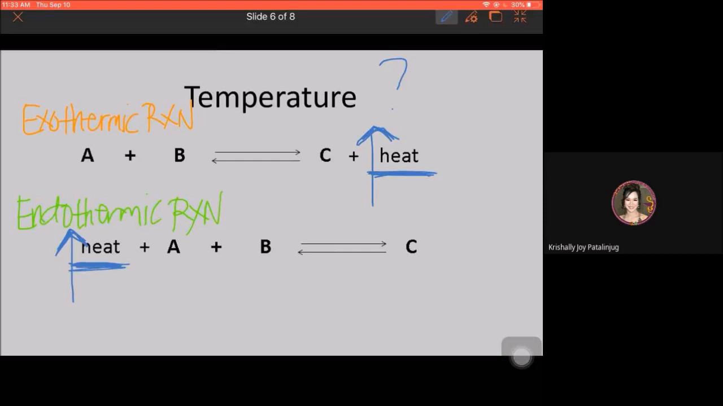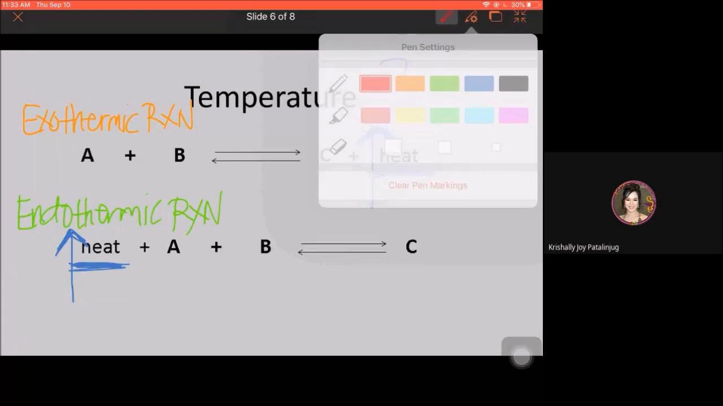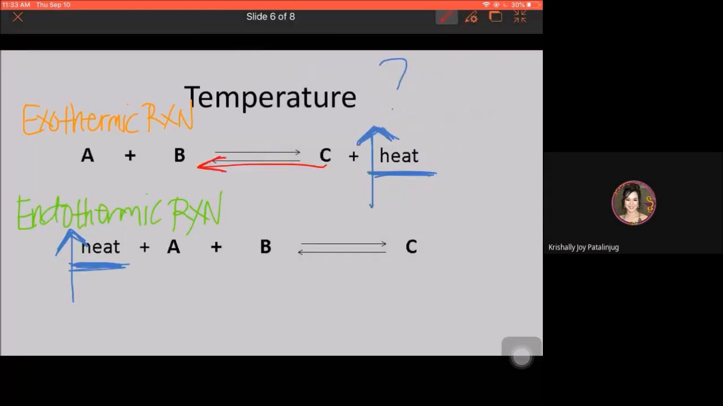Ibig sabihin, sa exothermic, since ang daming excess heat dito sa product side, ano yung mangyayari ngayon para ma-relieve yung stress? Saan papunta yung shift? Okay? Papunta yung shift sa backward direction. So, i-highlight natin yung backward direction. Ito yung kumbaga mechanism ng system para ma-restore back yung equilibrium. So, backward direction will speed up. Okay?